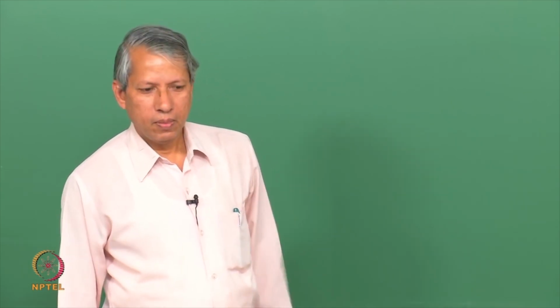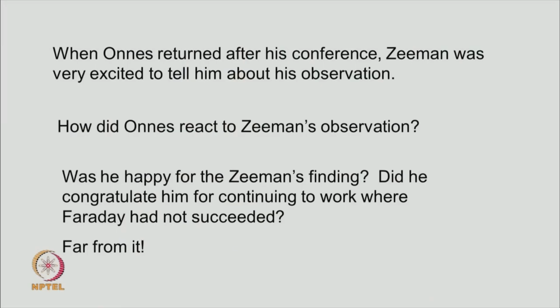He was very excited about it. But how did Onnes react to Zeeman's excitement? Was he happy that Zeeman found something exciting? Did he congratulate him that he saw some effect which even Faraday could not see? Far from it. He was in fact very angry with Zeeman for not listening to him, for wasting his time, probably even using the magnet without his permission. So, he simply threw him out of his laboratory. He fired him.